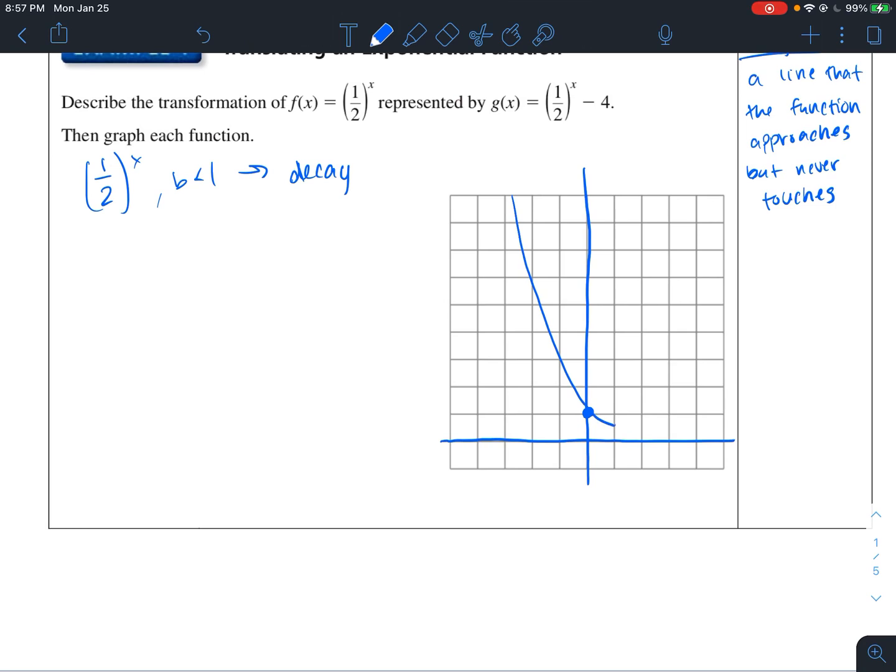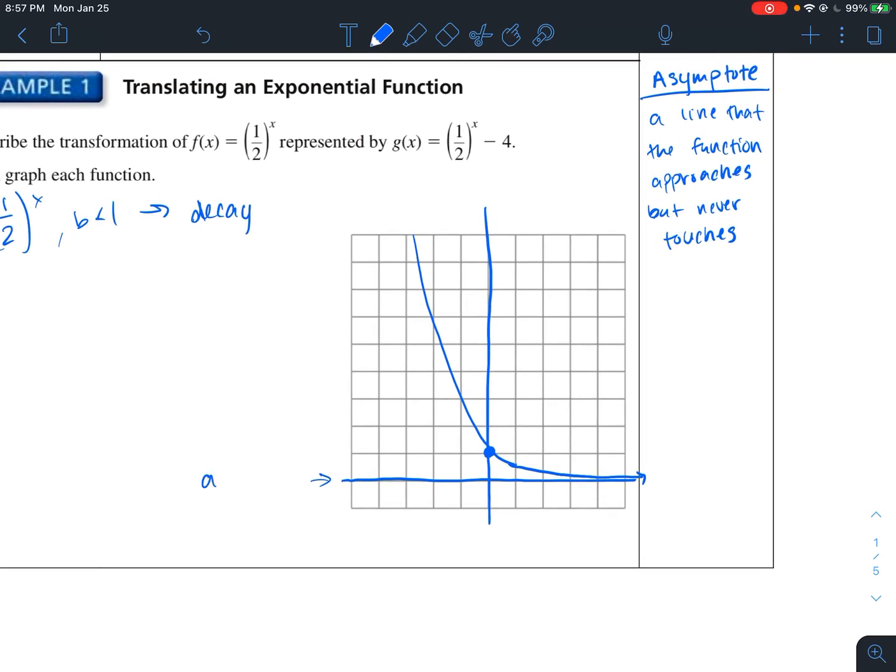but I do know it's going to go like this. Now, we've talked about it before. This line will get closer and closer to that x-axis, but never actually touch. This line right here is what the asymptote is. This is the asymptote line. It's the line that the function gets closer to, but never actually touches. Okay?